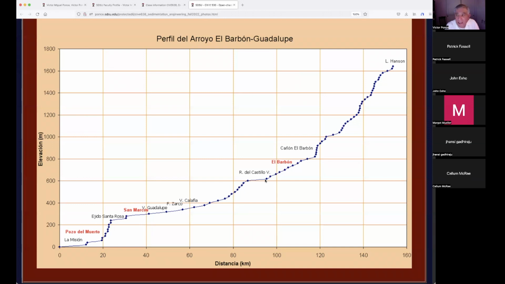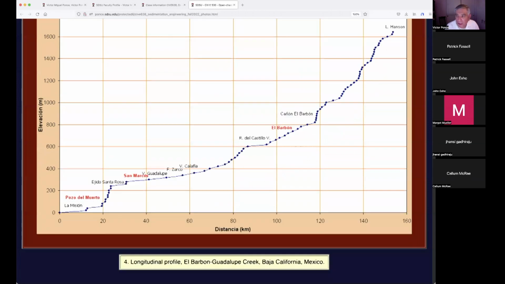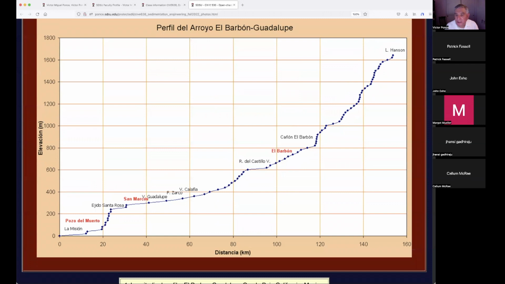And a lot of that sand that we have been using here, both in San Diego as well as in all Southern California, has originated in these two rivers, Las Palmas and El Barbon Guadalupe. So as you can see, it's tied to the economics, it's tied to the geology.